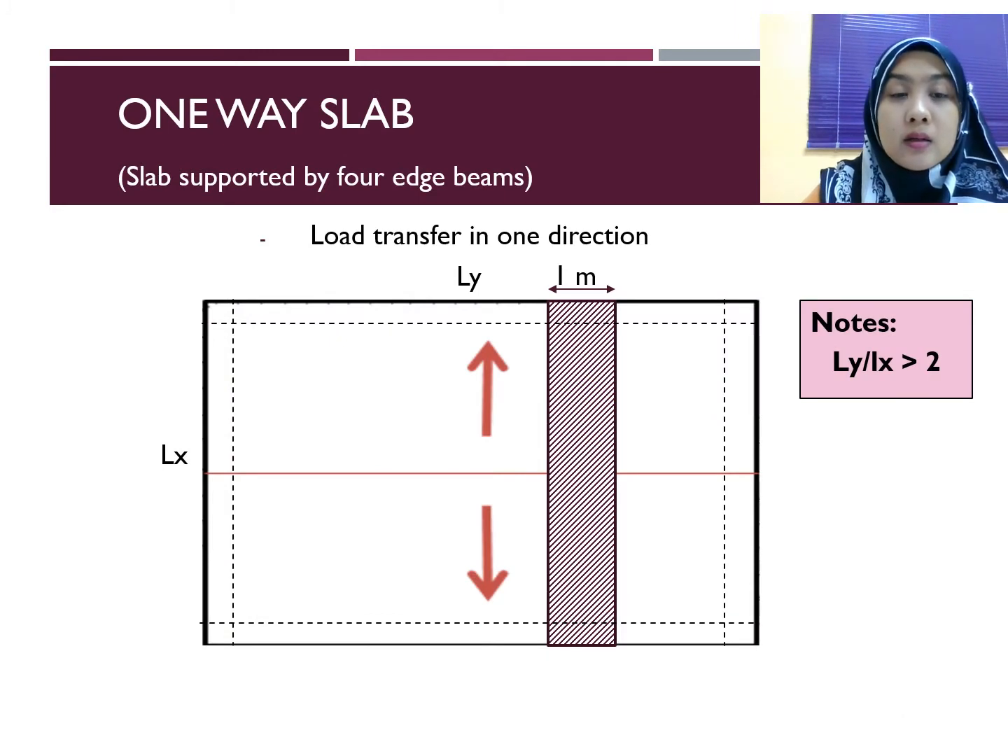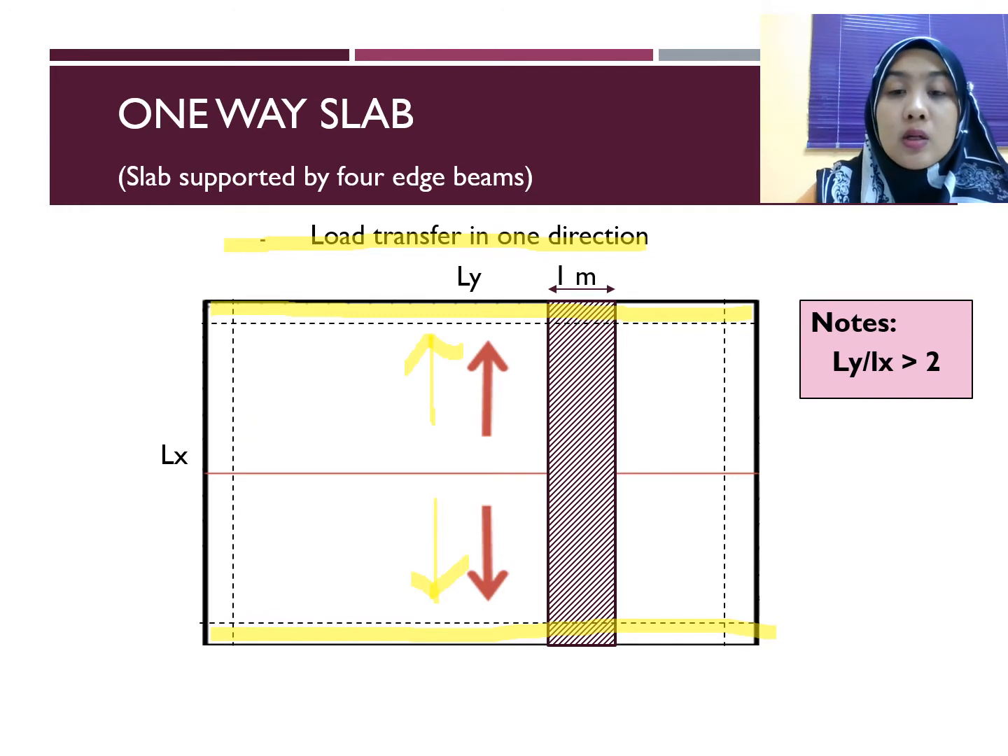Okay, let's recap on one-way slab. For slab supported by 4 edges beam, the load transfer for one-way slab is in one direction, and the load is going to the long beam. So this is beam in Ly, which is the longer beam. So the load transfer is this way.